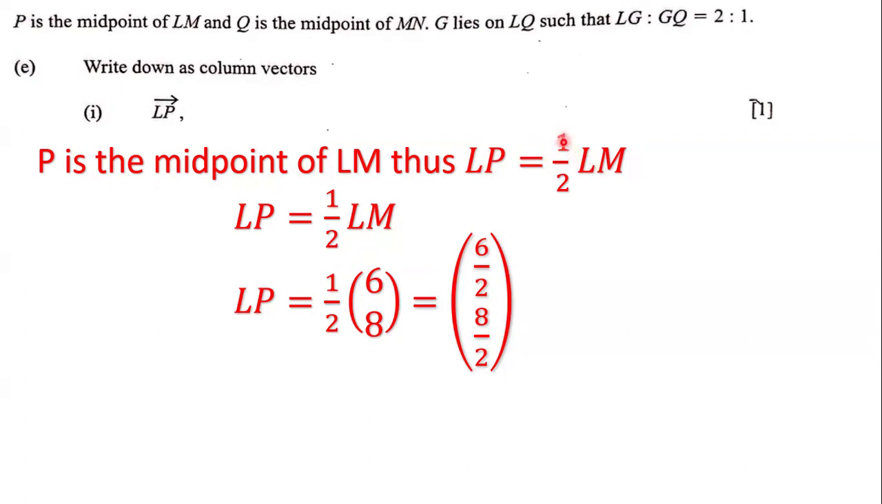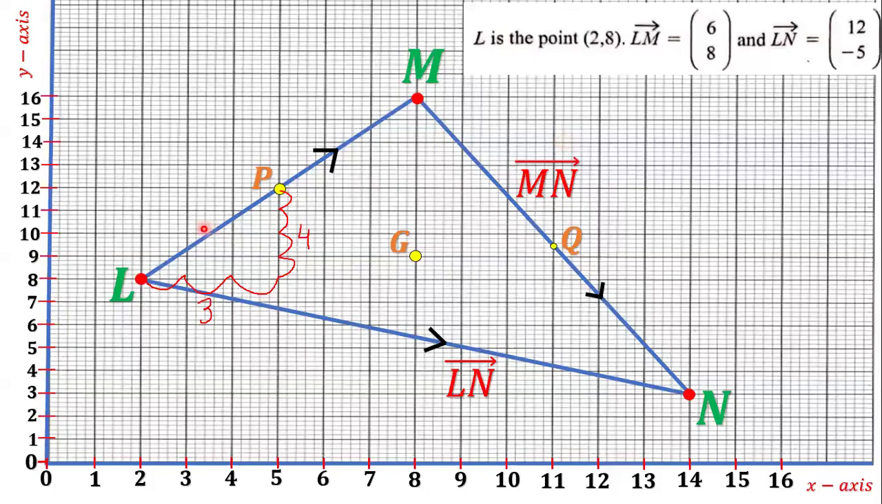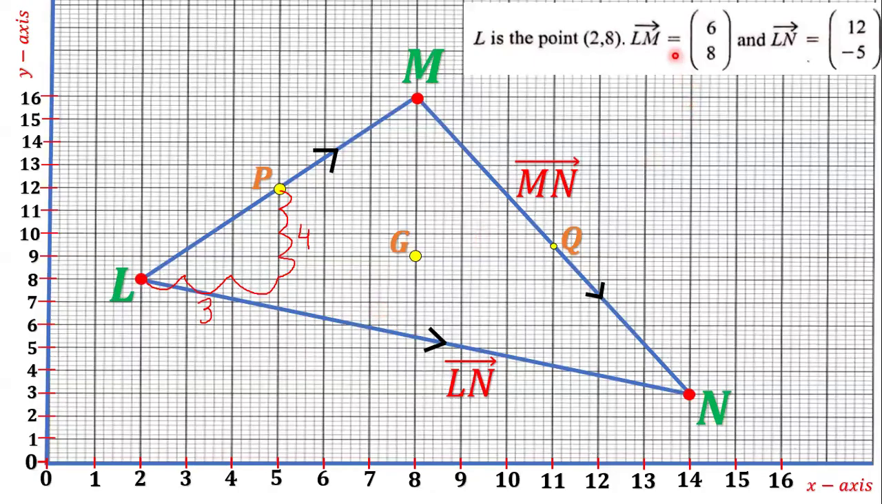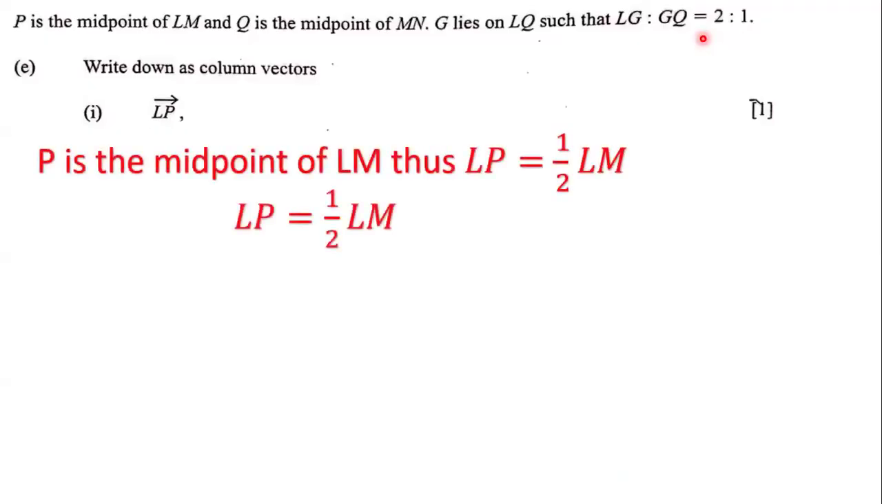Let me just show you. Since P is the midpoint of LM, that means that LP is going to be half of the entire line. That's what I'm basically saying. So LP is half of LM, but what is LM? LM is the vector (6, 8), and how do we know that? We have it right here, LM is (6, 8), and LP is half of that.